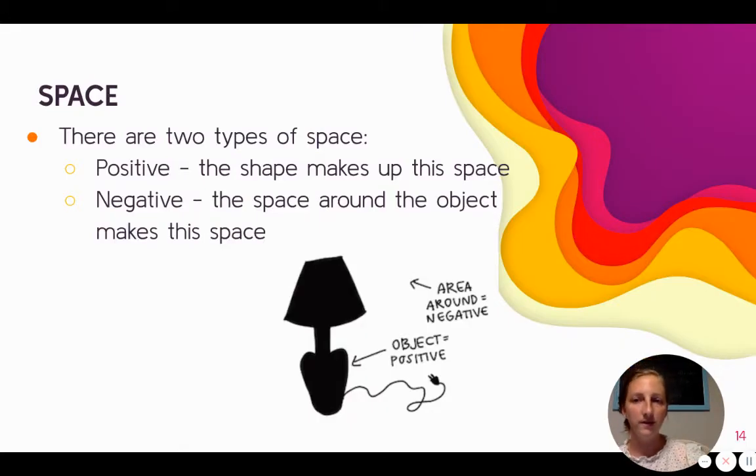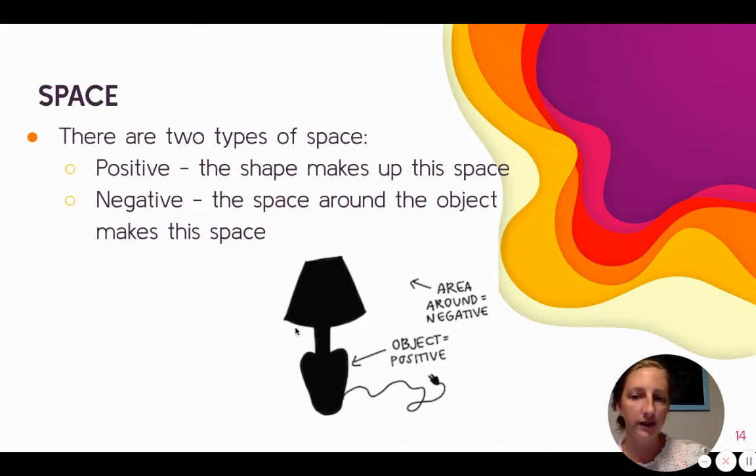So it comes down to 2 types of space. There's a positive space and there's negative space. The lamp here is the positive space. It's the space, the shape that makes up the positive space. The negative space is the area around the object. So sometimes, for me, it is easier if I look at negative space when I'm trying to draw an object than looking at the object.